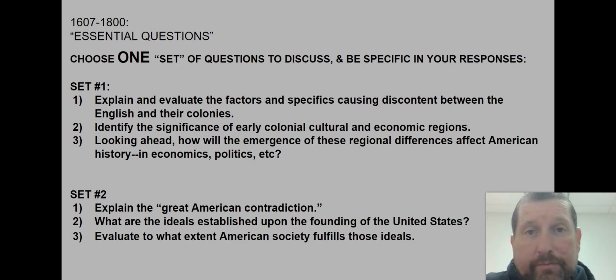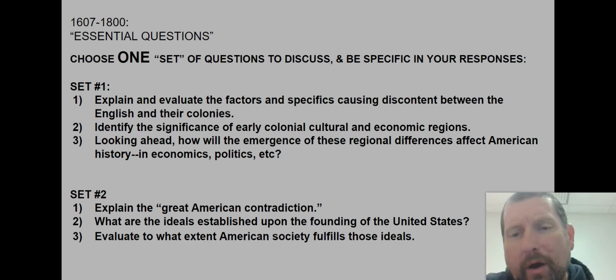Set number 2, okay? So you would either choose the first set that I just described or the second set that I'm about to describe right now. Set number 2 is, what do we mean by the great American contradiction? I hope that's not something new to you right now. We've discussed it at length.